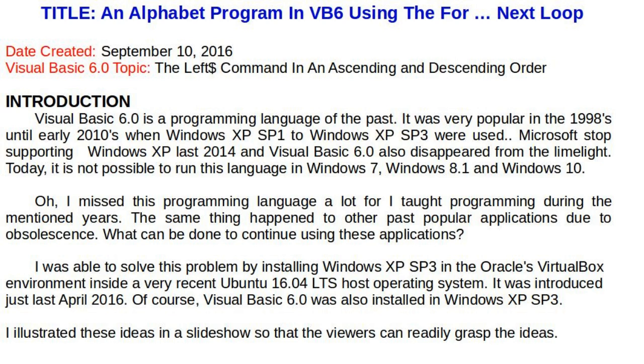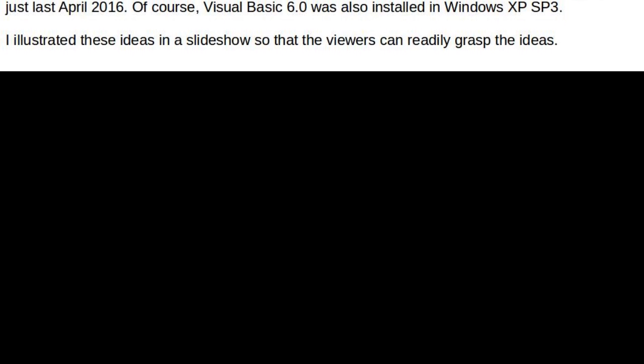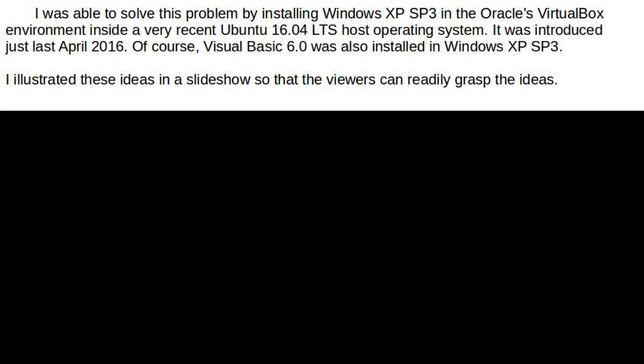Introduction: Visual Basic 6.0 is a programming language of the past. It was very popular in 1998 until early 2010 when the Windows XP SP1 to Windows XP SP3 were used. Microsoft stopped supporting Windows XP last 2014, and Visual Basic 6.0 also disappeared from the limelight.